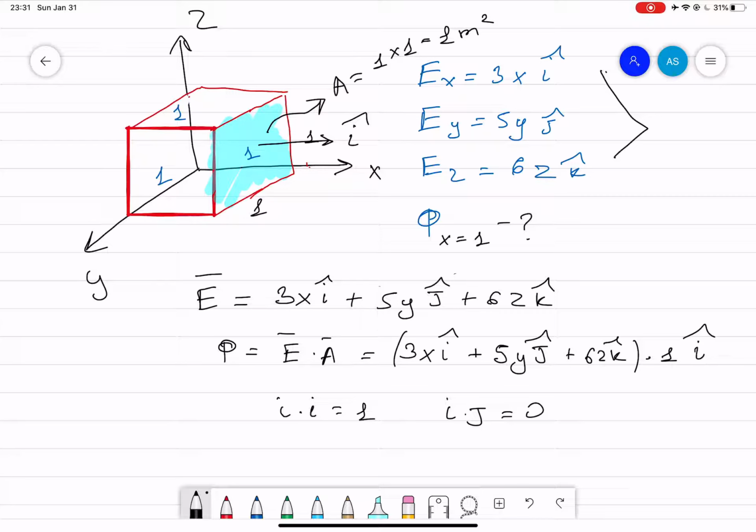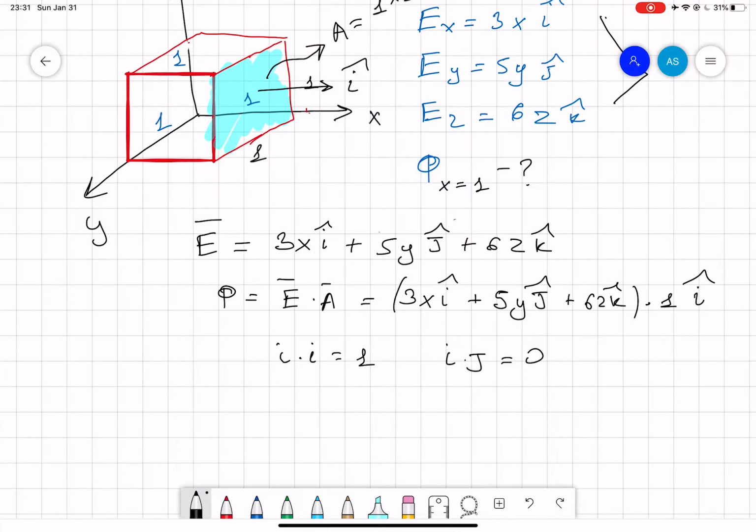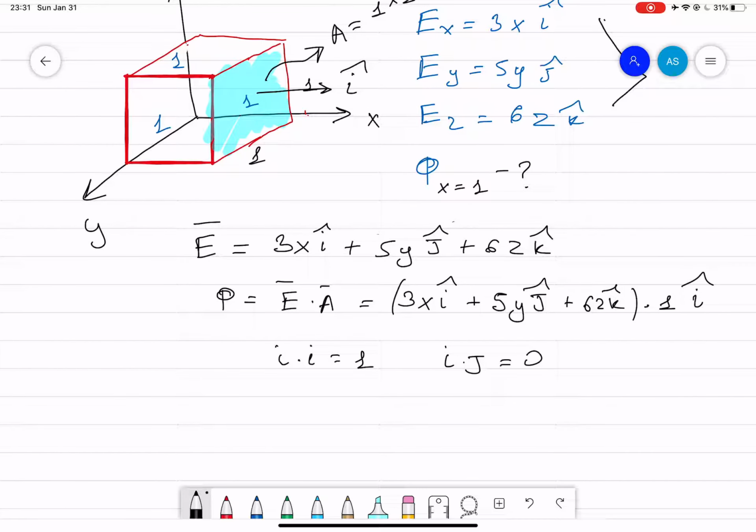What about the x? We want to find the electric flux when x is 1, right? So i times i gives you 1, therefore the flux at x equal to 1 is equal to 3x. The rest of the terms will be 0, because i dot j gives you 0 and i dot k gives you 0.